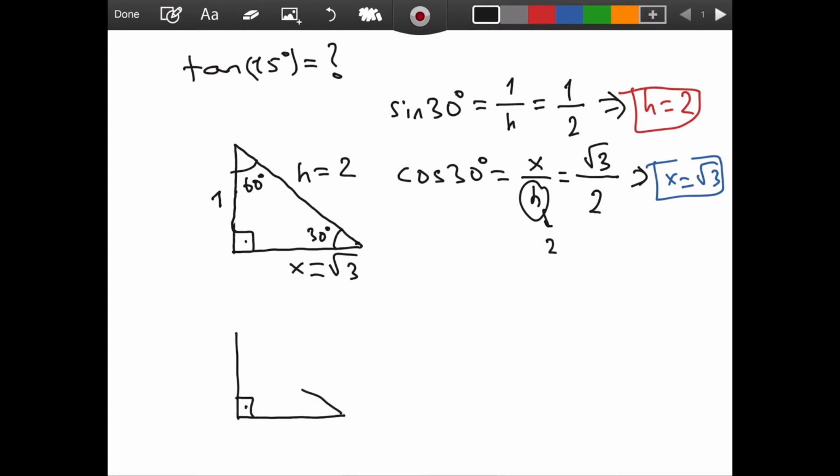So we have 30 degrees, 60 degrees. This is 2, 1, and the square root of 3. Well, if I draw a line with a length of 2, and if I make it horizontal, like so, these are going to be equal. I make them equal. This is how I draw it, okay?